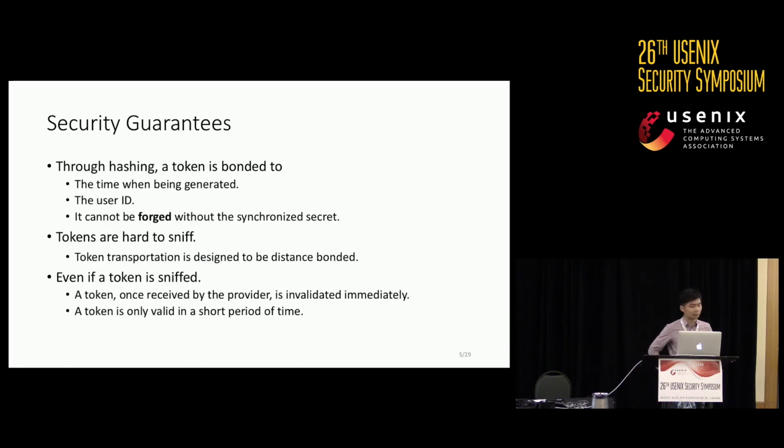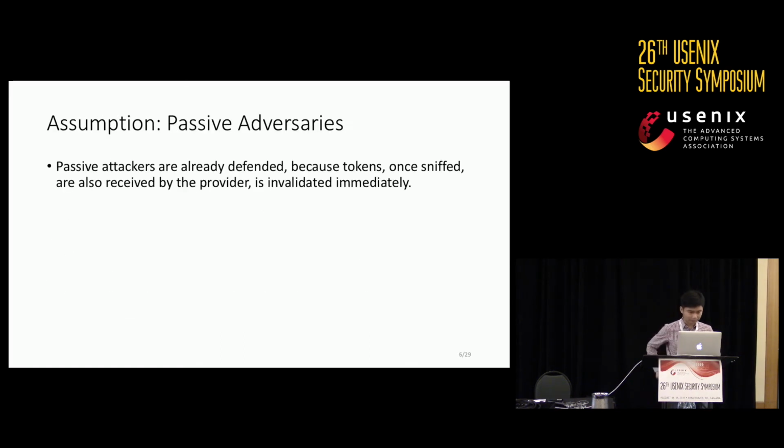In fact, there are already security guarantees for the offline mobile payment scheme. Through hashing, the token is bound to the time when the token is generated and the user ID, and the token cannot be easily forged without the synchronized secret. And the tokens are designed to be hard to sniff because token transportation is distance bounded. And even if a token is sniffed, there are still protections. The offline mobile payment system assumes passive adversaries.